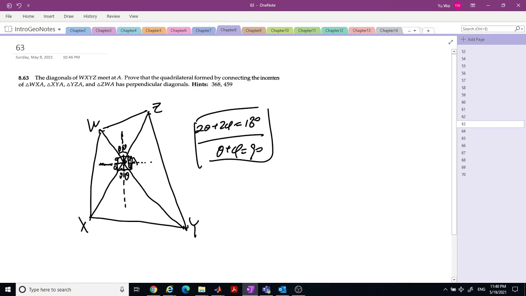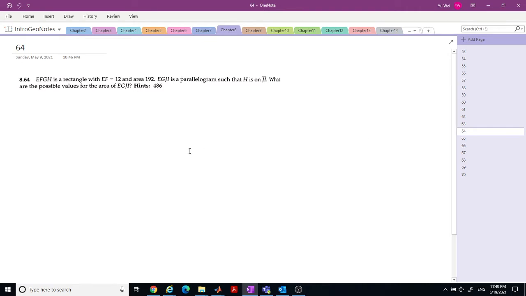And so if this is I1, I2, I3, I4, then I2 I4 is a diagonal, right? And I1 I3 is another diagonal, right? We already proved they are perpendicular, so they have perpendicular diagonals. Then next, E is a rectangle, the EFGH.